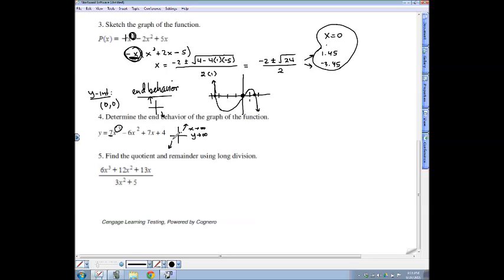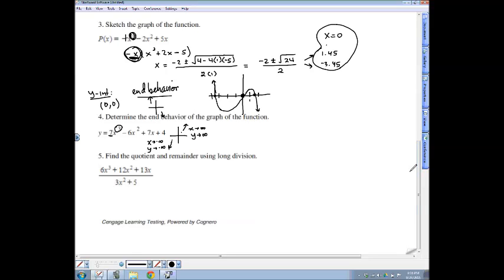Similarly, on the left side of this graph, as you're traveling in this direction, the x values are getting smaller and the y values are getting smaller, or more negative. So x is approaching negative infinity, and y is getting more negative, which means it's approaching negative infinity. So all 4 of those questions, question 1 through 4, section 3.2.